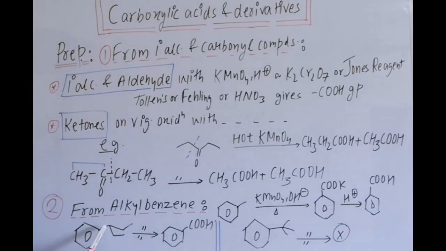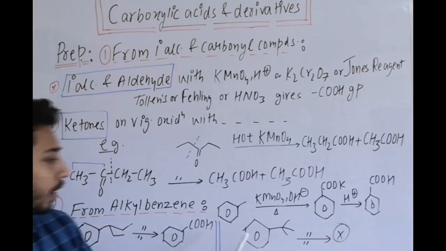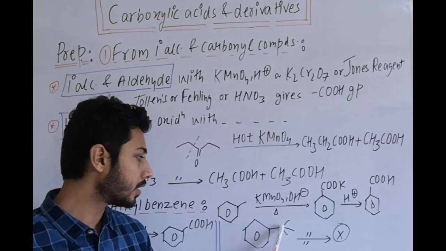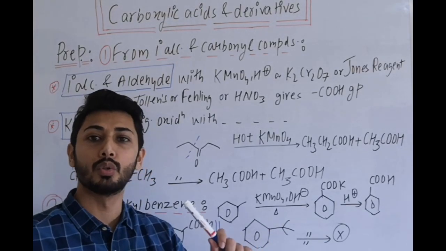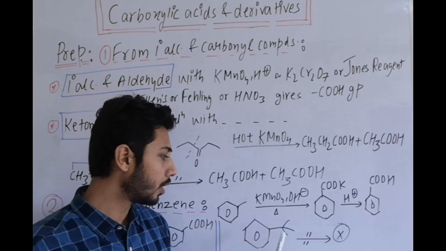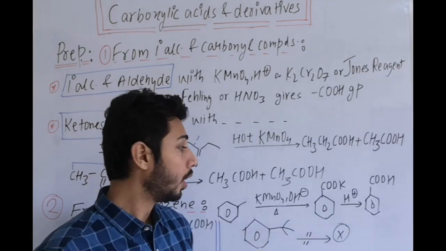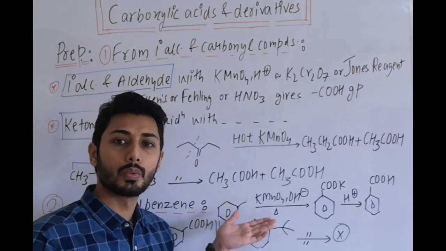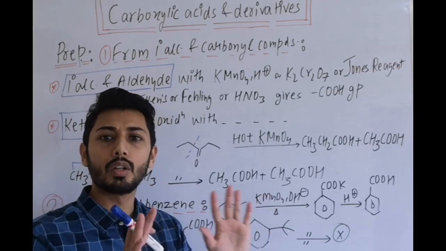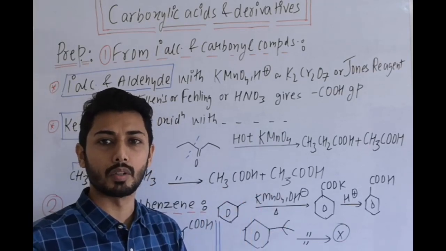Second example, benzylic carbon. Here it has 2 R groups but one benzylic hydrogen is present. This whole carbon chain will oxidize to carboxylic acid, firstly with KMnO4, OH minus, heat, second with H plus. But in the third example, this benzylic carbon has no alpha hydrogen. This will not react in this reaction. If we take styrene here, CH double bond C, it will also cleave the bond and give carboxylic acid.